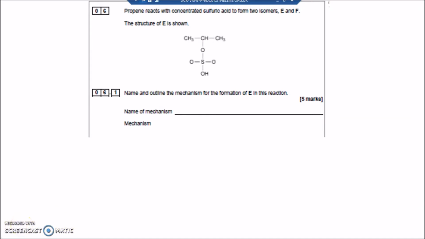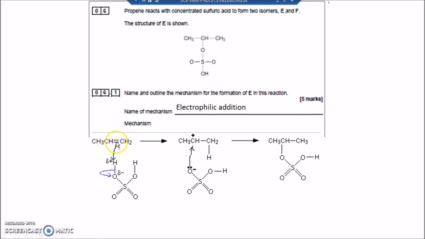Question 6. Propene reacts with concentrated sulfuric acid to form two isomers E and F. The structure of E is shown below. So name the mechanism. So the mechanism is electrophilic addition, we'll have a look at that in a minute. So the mechanism, I've done propene here. Prop, remember, has got 3 carbons. You can see the 3 carbons in the product here. And ene means that it's got a double bond.